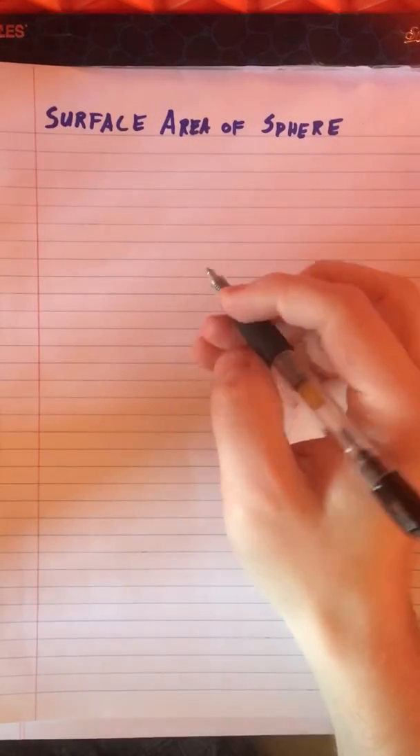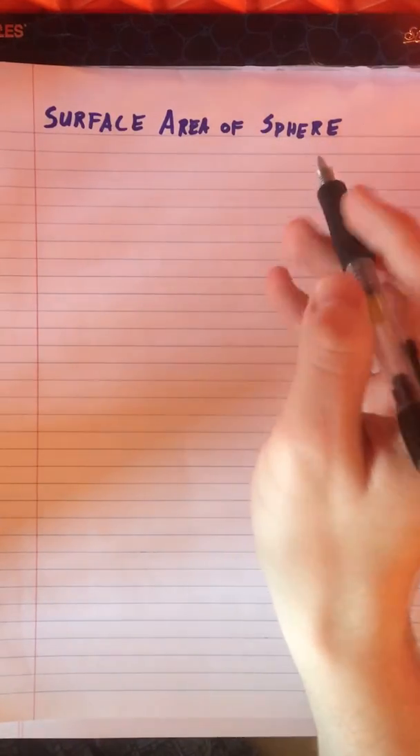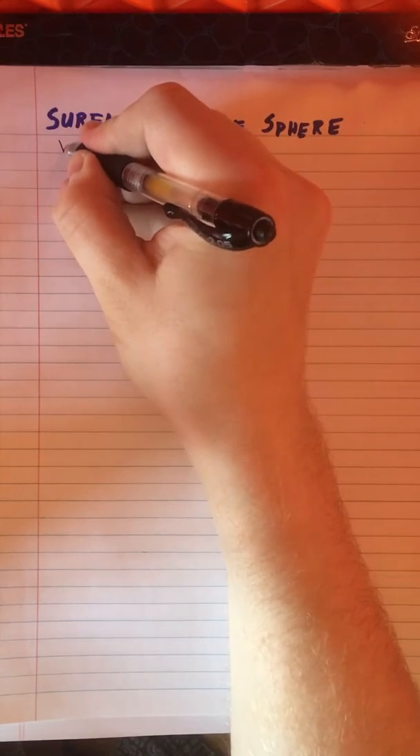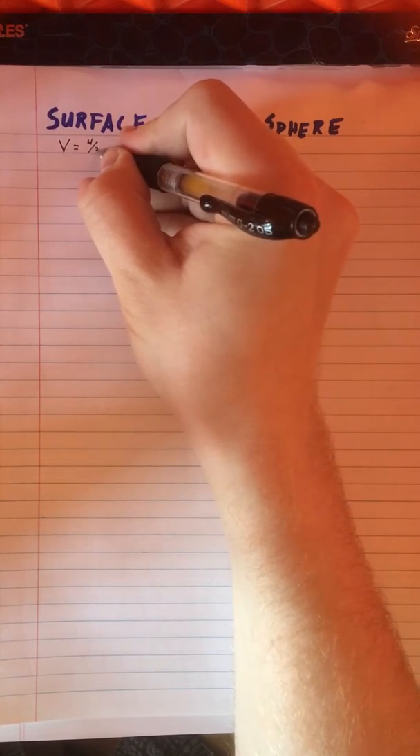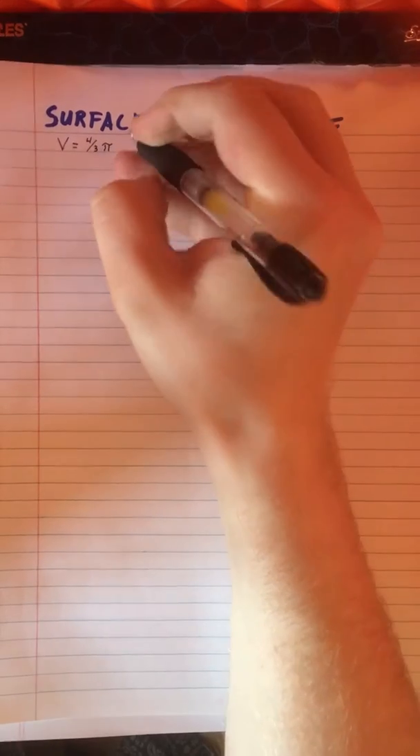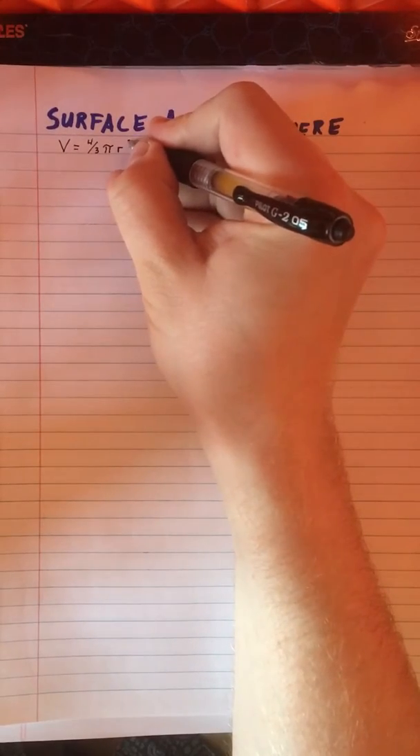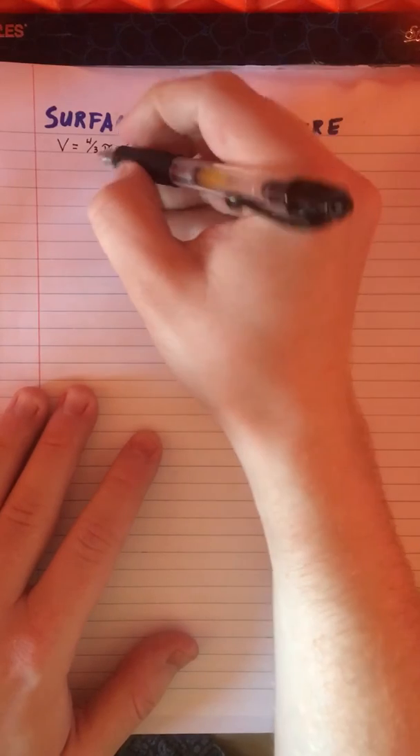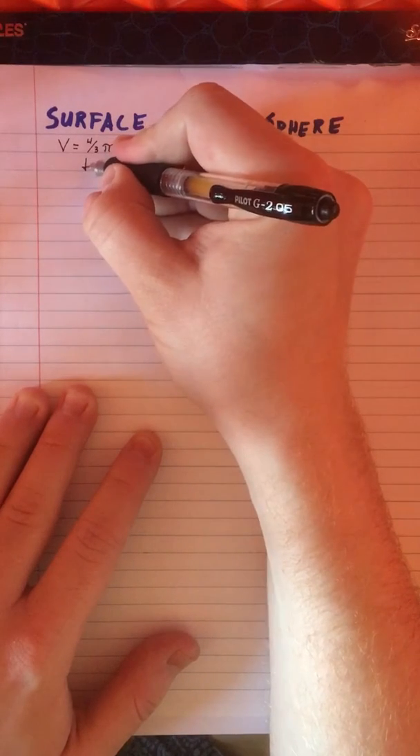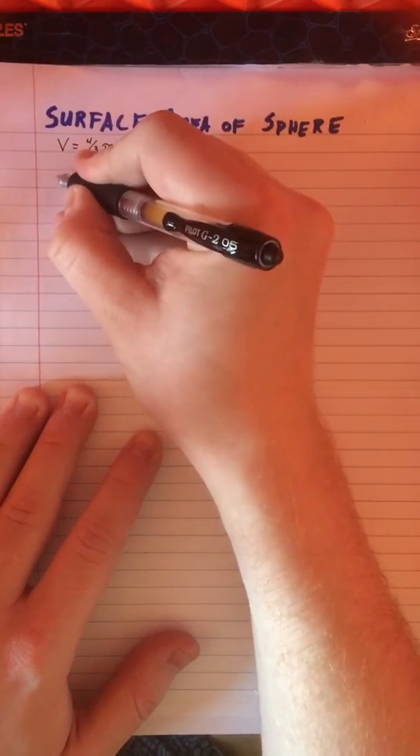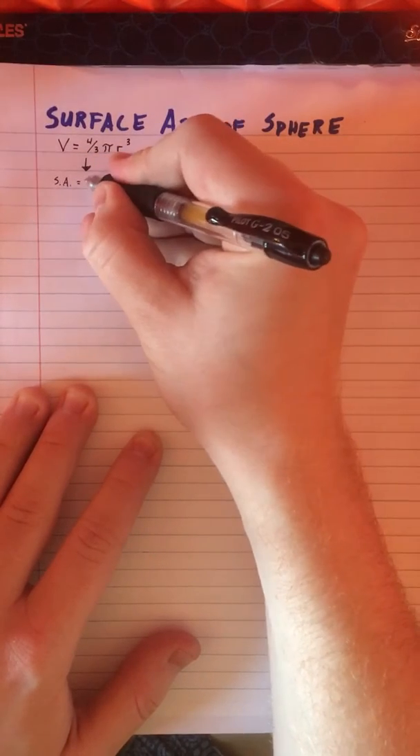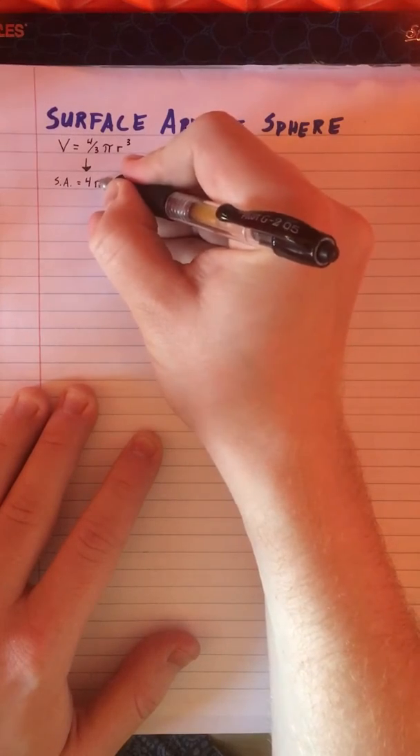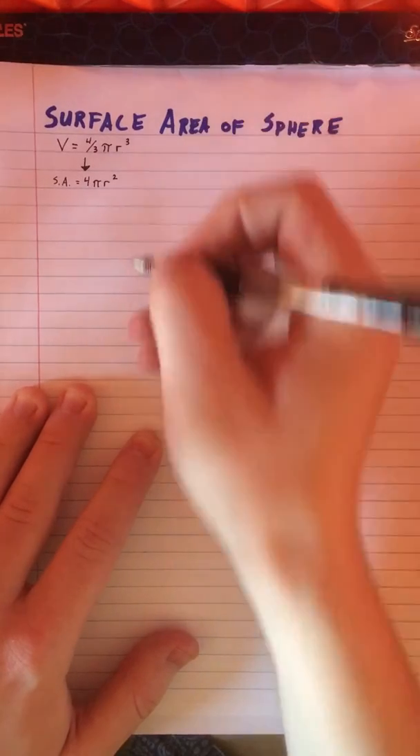So now we're going to try to find the formula for the surface area of a sphere. At the moment, all we know how to do is find the volume of a sphere. The volume of a sphere is equal to 4/3 times pi times the radius of that sphere cubed. And somehow we need to get from this formula, which is the only thing we know about spheres, to the formula for surface area. Spoiler alert, the formula for surface area of a sphere is 4 pi r squared.